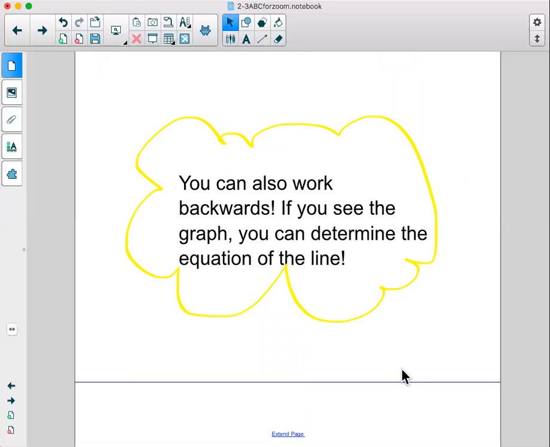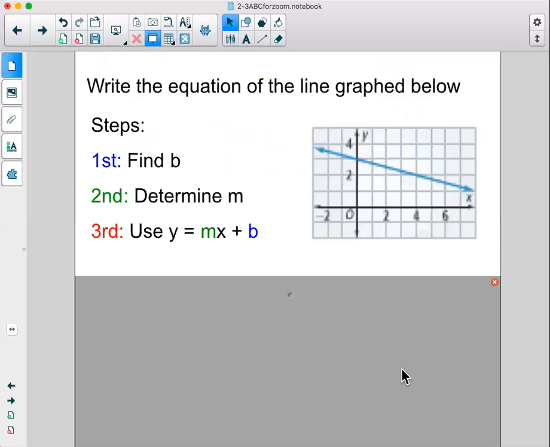You can also work backwards. If you see the graph, you can work backwards to determine what the equation of the line was. And how do we do that? Our steps are, first we look on the graph and say, where does it cross the y-axis? Right there. So my y-intercept is (0, 3), so b is 3 for this one.